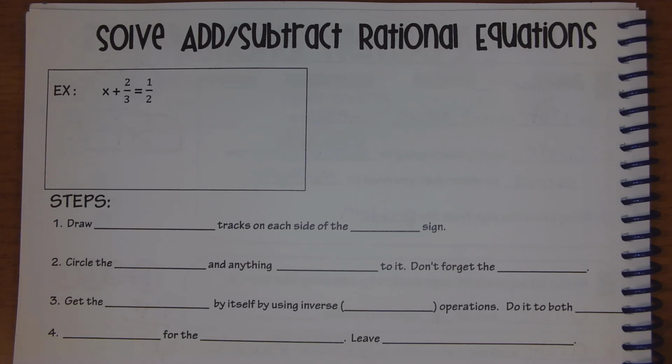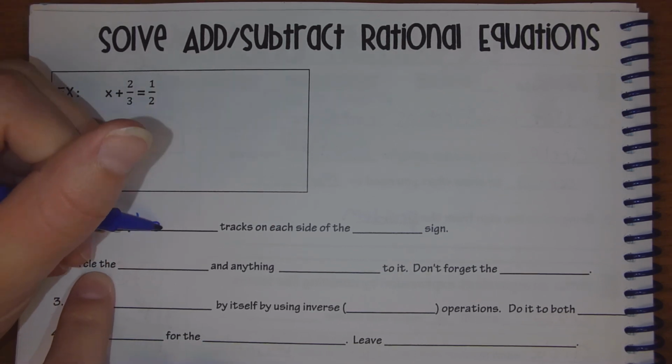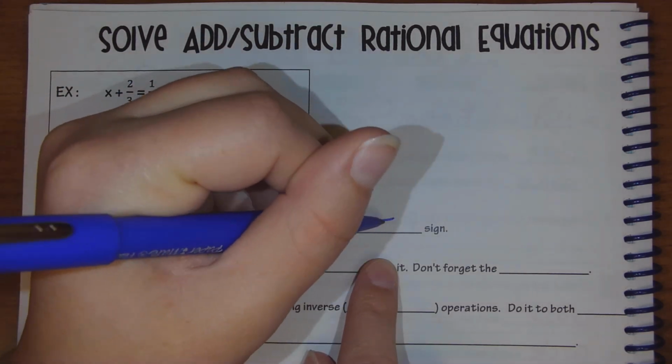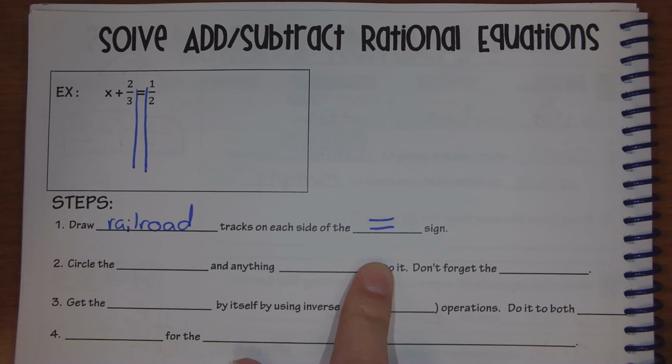Alright, today we're doing solving, adding, and subtracting equations, but with rational numbers, okay? So it's very similar to what we did with just solving basic equations, except for now we're doing everything with rational numbers. And if you don't remember, rational numbers are not whole numbers, it's fractions and decimals, okay? So some of the steps are very similar to what we've already done, such as draw railroad tracks on either side of the equal sign. I know some of you don't like to do that, but it really does help separate things.